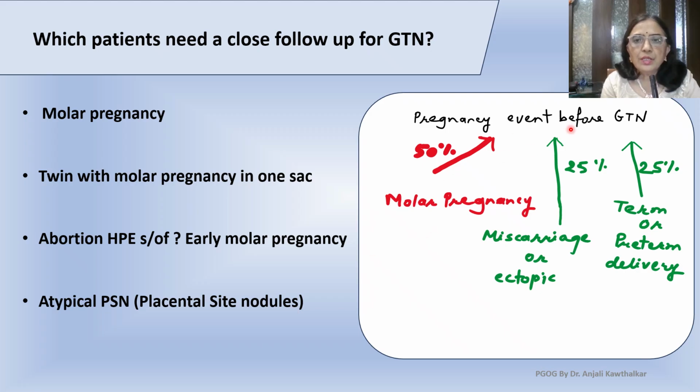Now, if we see all the cases of GTN, 50% are preceded by molar pregnancy, where the prognosis is better because the patient is already under careful follow-up. Whereas 25% are after a miscarriage or ectopic, and the remaining 25% are after a term or preterm delivery, where there is a possibility of delay in the diagnosis, and because of which there can be a poor prognosis as compared to the ones which are preceded by molar pregnancy.